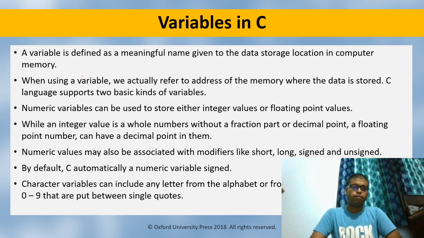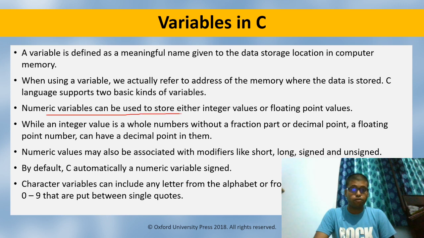Now comes the variable. A variable is defined as a meaningful name given to the data storage location in the computer memory. So one meaningful name, say sum, can be named as a variable. Add can also be named as a variable. So a can be a variable, b can be a variable. So sometimes we mention int a, int b. Those a and b are the variables. Okay. So you can give the variable a meaningful name.